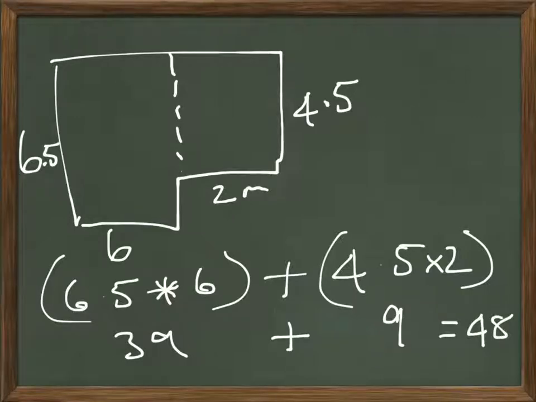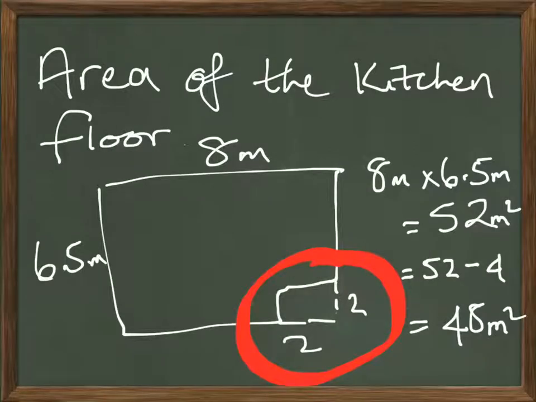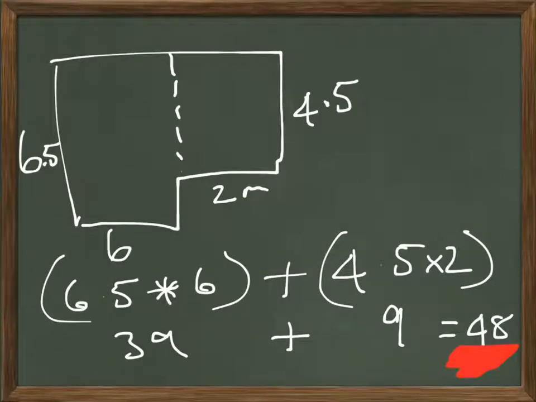So either way, you would get the same result. Whether you did it this way or you did it this way, you're still going to get 48 meters squared. Okay? So we've got our 48 meters squared.